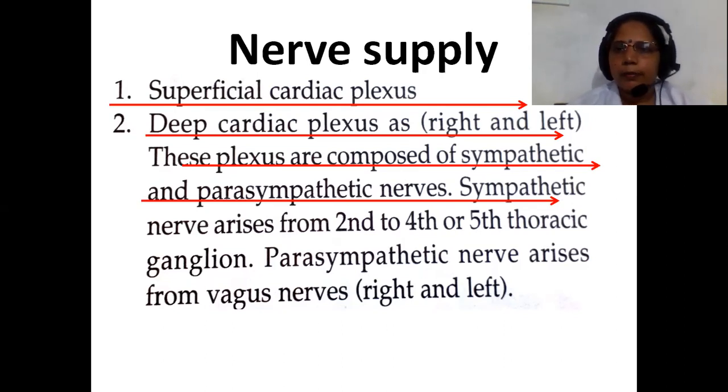So this was about the anatomy of the heart. Tomorrow we will discuss valves of the heart and clinical importance of the heart.